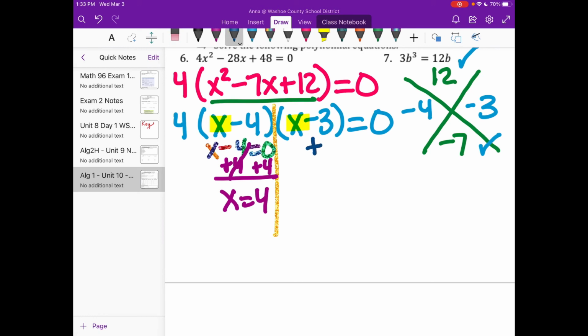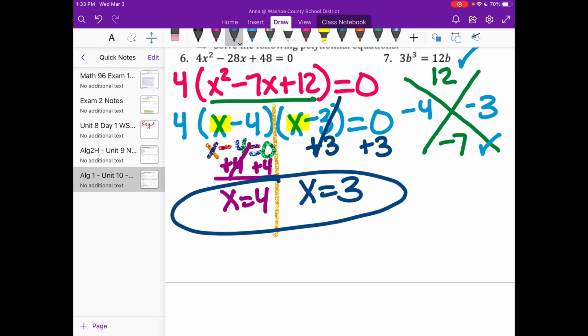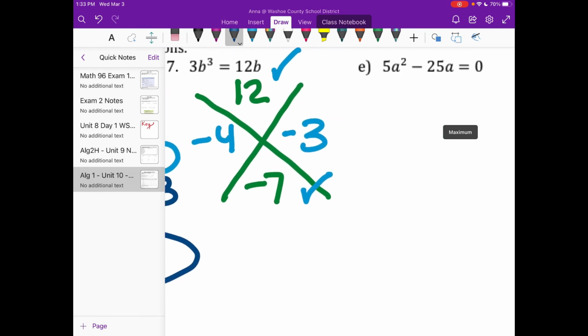Same thing on the other side. It already kind of looks equal to 0. So I would do plus 3, so x equals 3. So those are my two zeros on number 6.